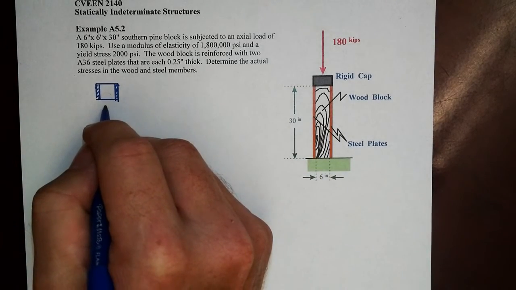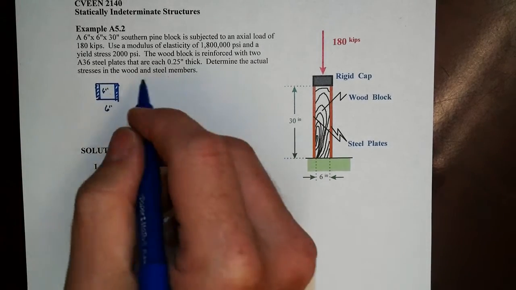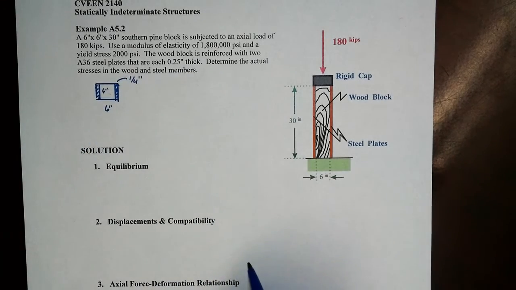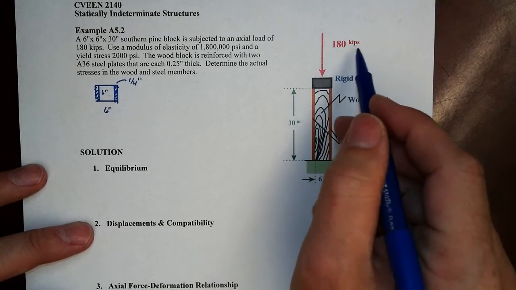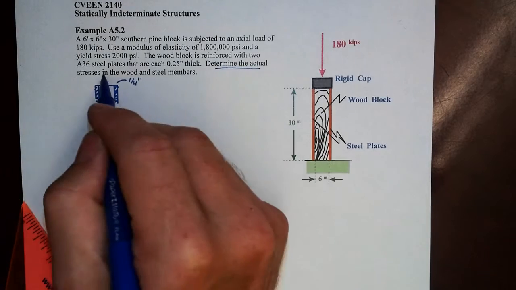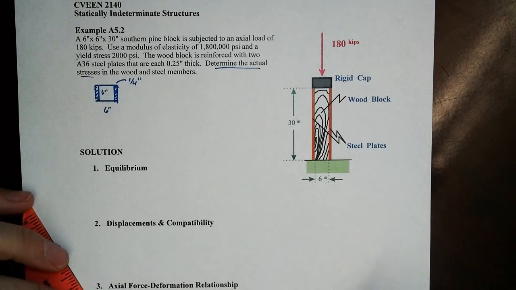And the wood is rough cut, so its genuine dimensions are 6 inches by 6 inches, and the steel has a 1/4 inch thickness, right? And we've got a very large load of 180 kips being imposed on this, and we're asked to find the actual stresses in the wood and the steel members.